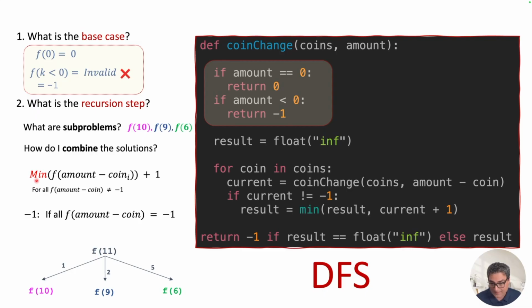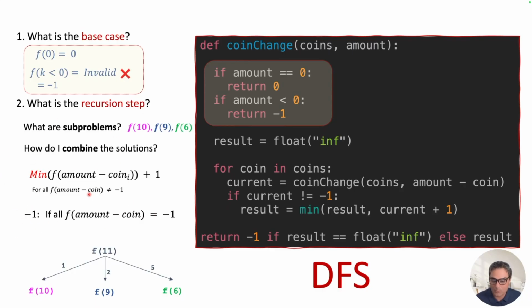Now, there is a chance that all of these subproblems return a negative value. What does that indicate? That indicates that in any way that you go, you can't get to 0. That means this problem cannot be solved. So if that happens, if all of your subproblems return minus 1, in that case, you also return minus 1.